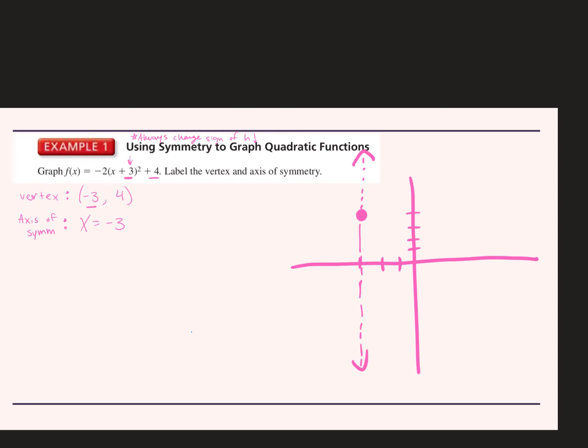I have to figure out a couple more points just so I know what direction it's going in and what it looks like. To find more points, we want to plug in values for x. I'm going to write that down because it's important. To find more points, we plug in numbers for x.